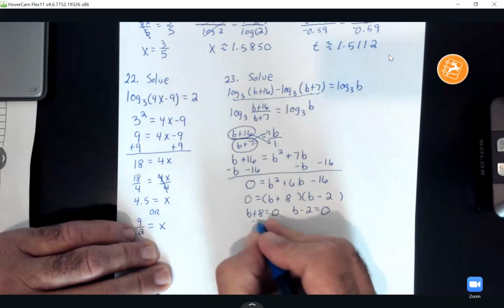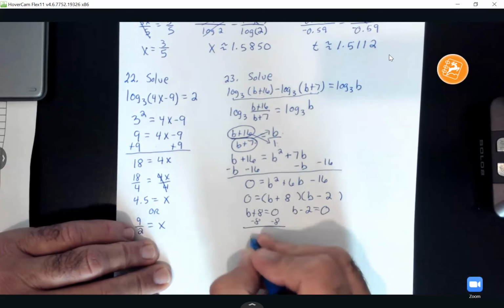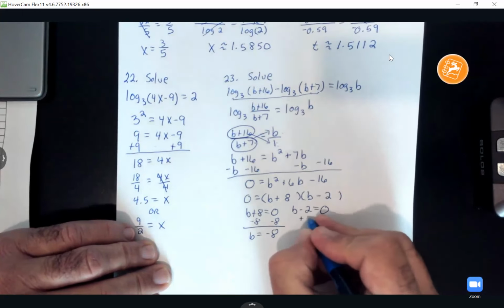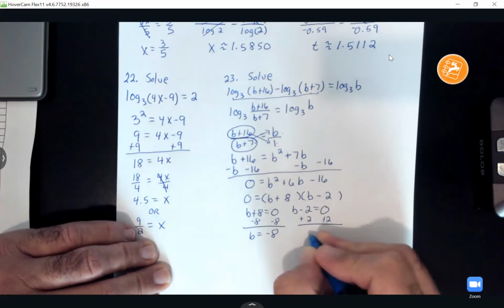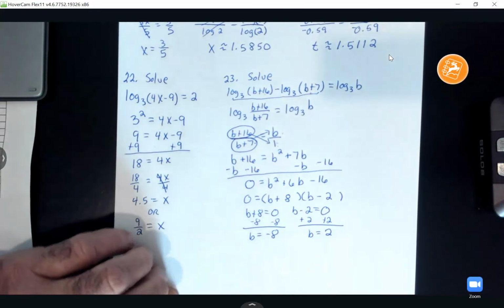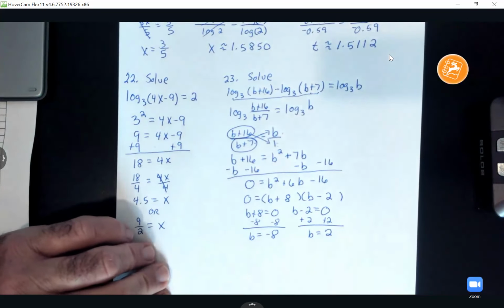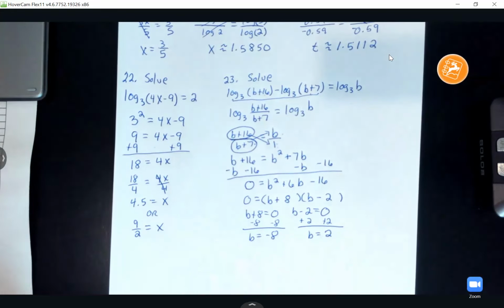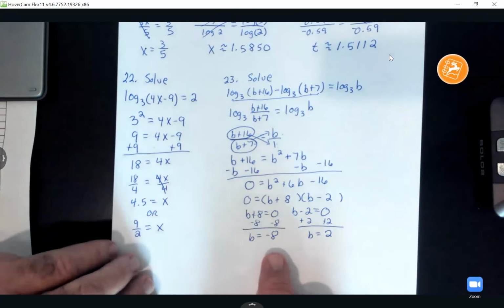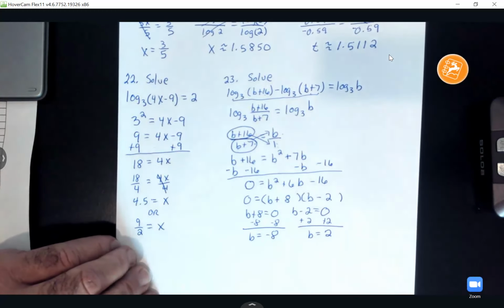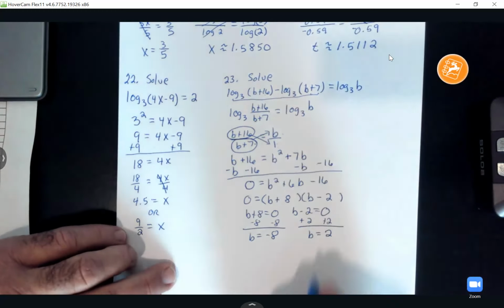Right here, I'm going to subtract the 8. So that's going to give us that -8. And here we'll have positive 2. And I'll get b is 2. Now, what answer would y'all put in MathLab on that one is the trick? Are y'all going to put both of these answers in MathLab? You're just going to put the 2. I'm just going to put the 2.